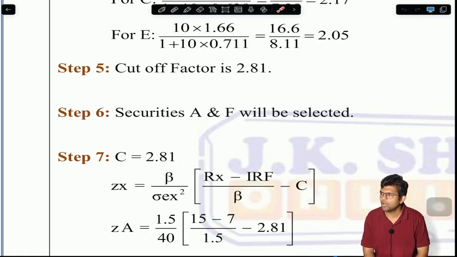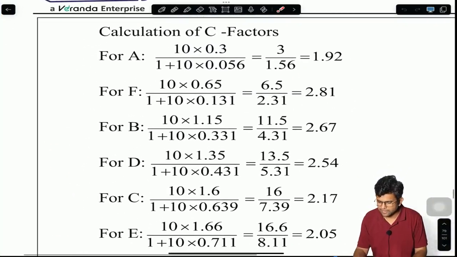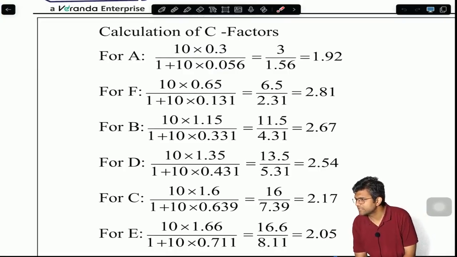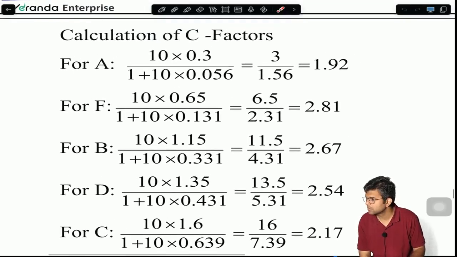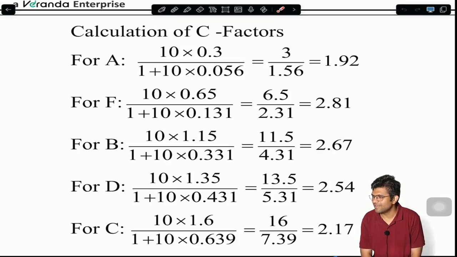Students, I hope you all understand these points which are given, 1.92, 2.81. Tell me on chat box, this 2.81 belongs to which security? I know it is obvious, but still answer. Just want to see how many are alert. It is F, no? Wrong answer. It is A and F.